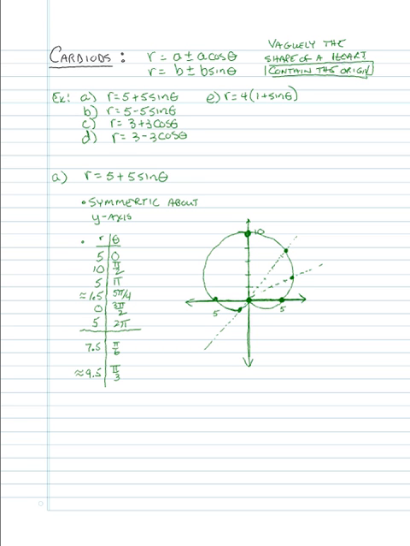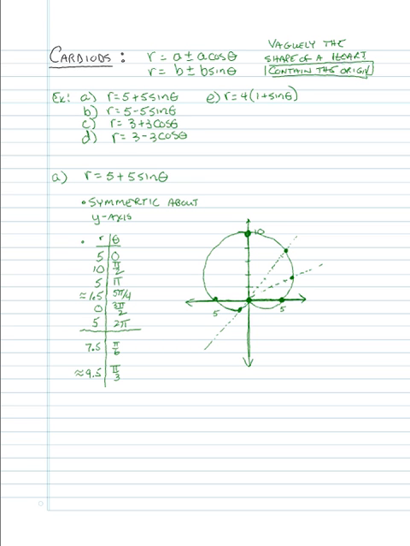Now, I'd like you to notice a couple of things. First, we're symmetric about the y-axis. Okay, that's a critical part. And we see that this is upside down, and if I would put it this way, most of the heart is above the x-axis here. And that's predictable because we have 5 plus 5 sine of theta. The reason I say that's predictable is because when theta is pi over 2, we'll have our largest value of r.